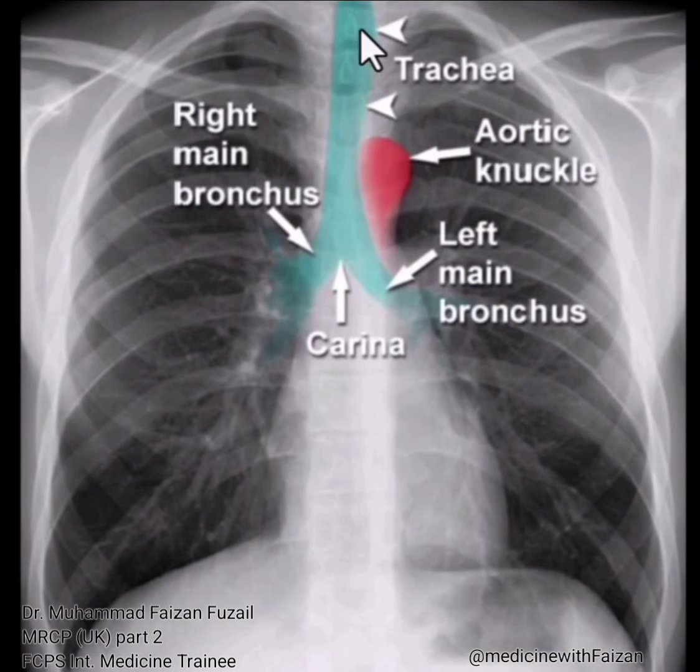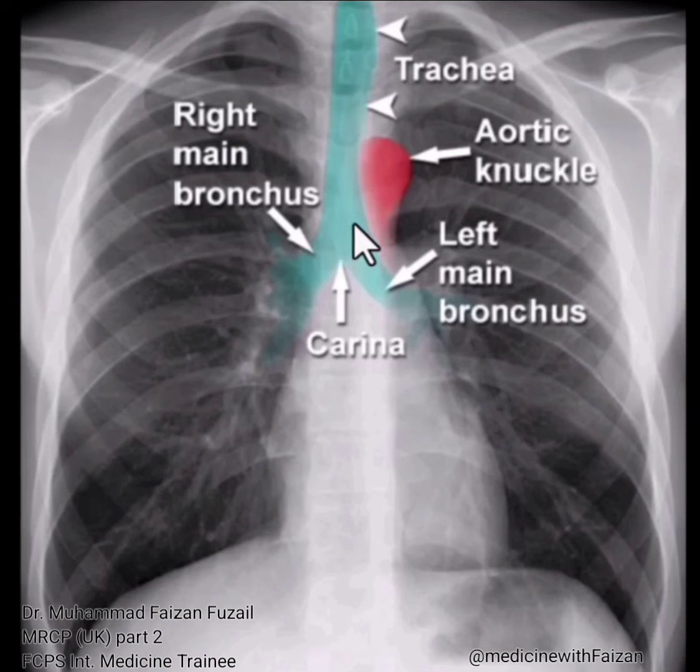The large airways such as trachea and major bronchi contain air and are therefore less dense, meaning blacker, than surrounding tissue. The trachea should be central or slightly to the right at the level of the aortic knuckle. The trachea branches at the level of carina into the left and right main bronchi.